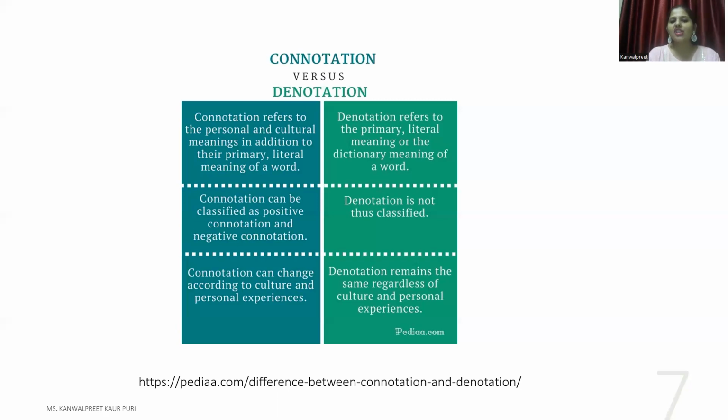Next, connotation can change according to cultural and personal experiences. It means it differs from culture to culture and from personal experience to personal experience. And denotation remains the same regardless of cultural and personal experience, just because it is the dictionary meaning. From just knowing the meaning of the word, you can understand that connotation attaches different meanings to a particular word, whereas denotation is directly denoting something. So remember, denote is dictionary: D for denotation and D for dictionary.